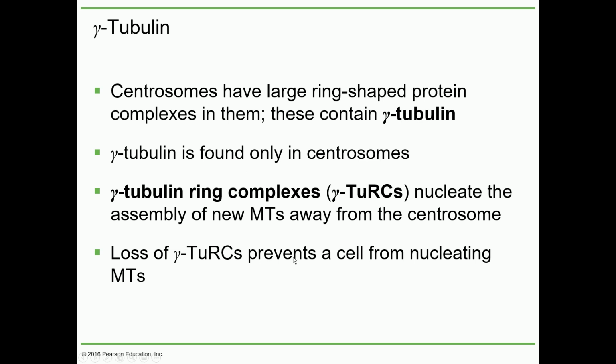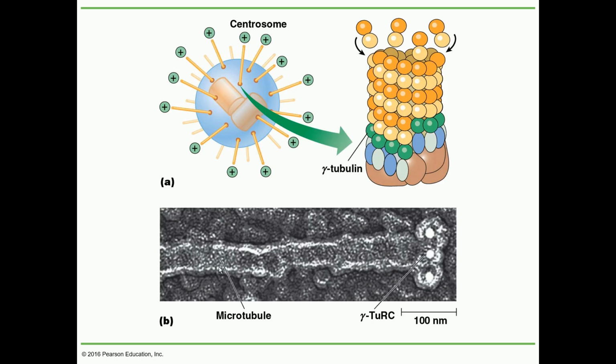So loss of these tubulin ring complexes prevents a cell from nucleating microtubules. So you can see that this is the centrosome, and this is the gamma tubulin ring, and these are the centrioles, and this region is called the microtubule organizing center, because from here microtubules originate, and this side which is attached to the centrosome is the minus end, and the other end is the plus end, which is the growing end of the microtubules.